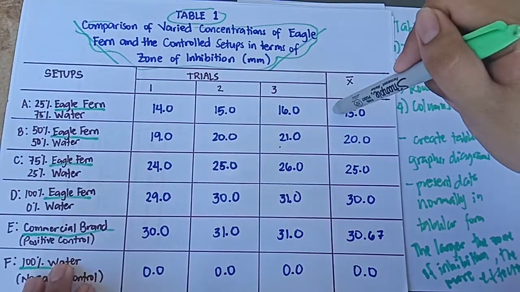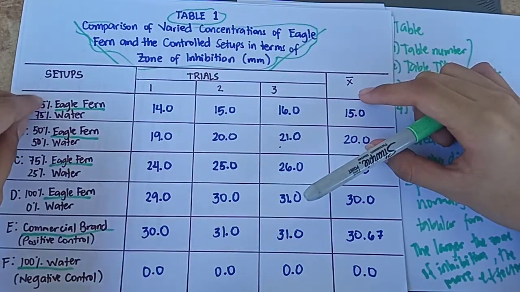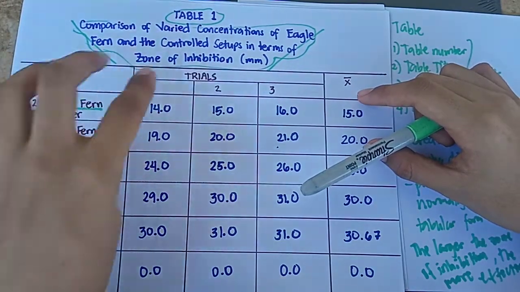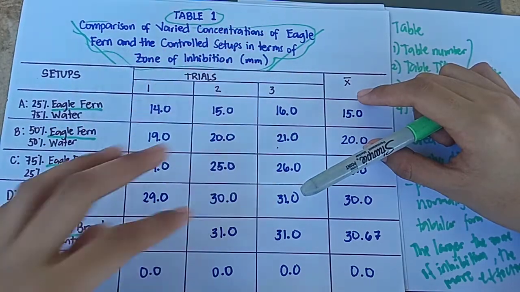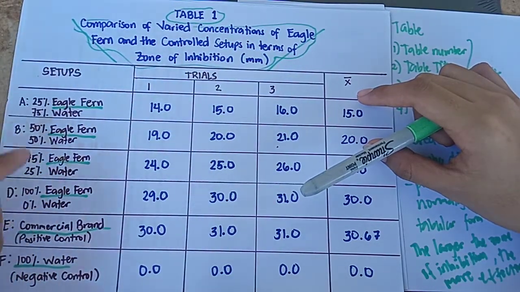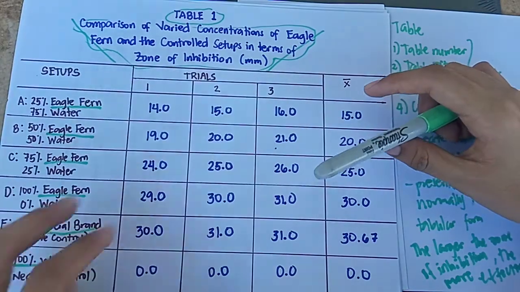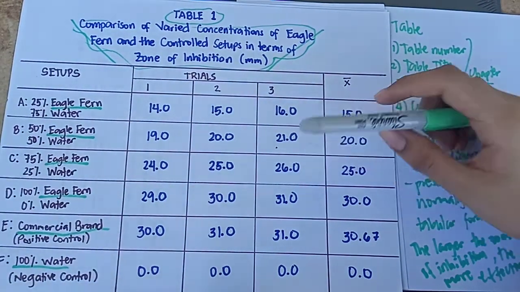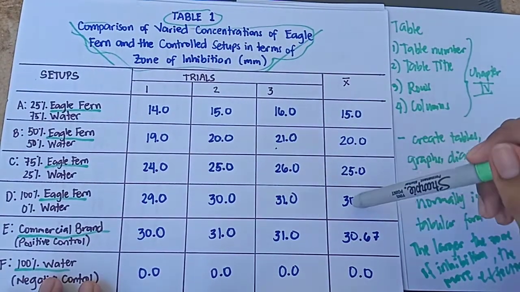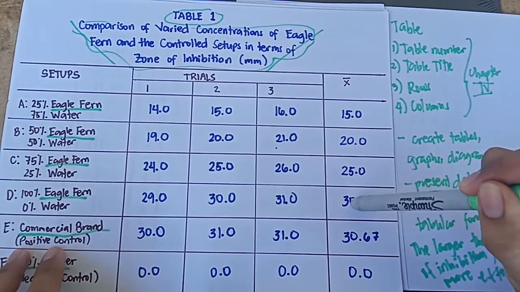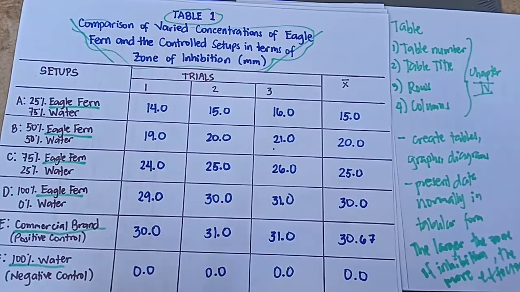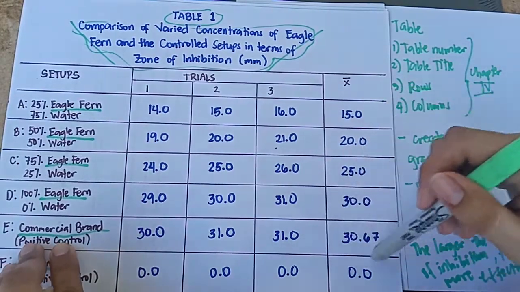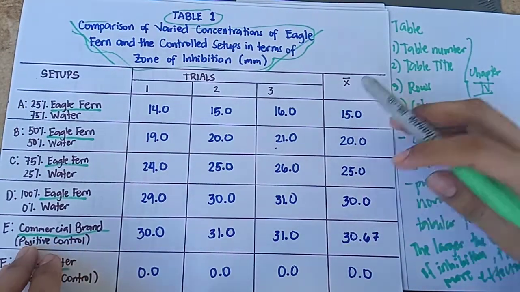Our interpretation is that as we add more concentration of eagle fern, the zone of inhibition also increases, as we can see in our data. Now, can we say that eagle fern is more effective than the commercial brand? We can say that the eagle fern and the commercial brand can be equal in terms of its effectivity.